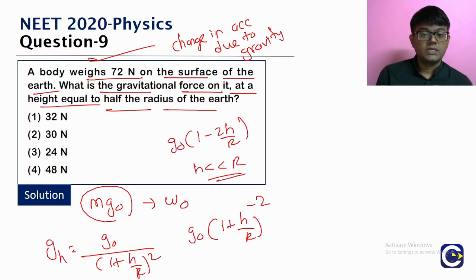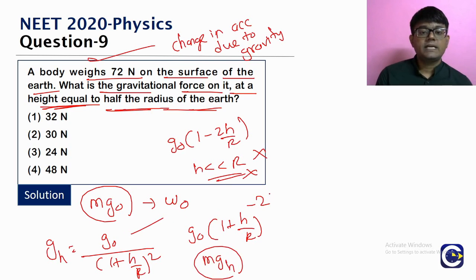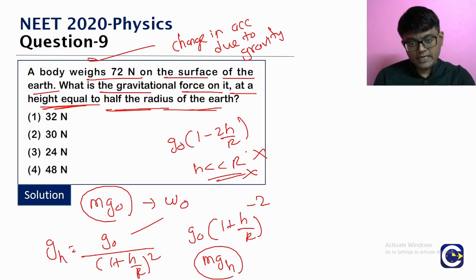But look at this question: at a height which is equal to half the radius of the earth, we cannot use that one, we have to use this one. What is it? g at a height h is equal to g0 into (1 plus h by r) whole square. Now what will be the weight at that particular point? M into g at the height. So we need to find the gravitational force acting on it at that height. In other words, we have to find the weight of that body at that height.